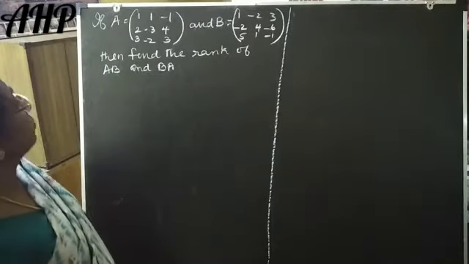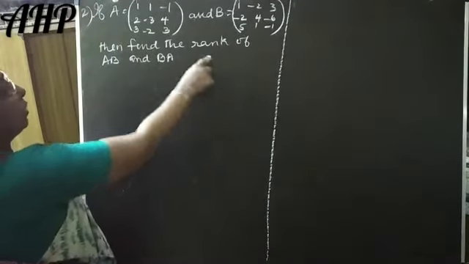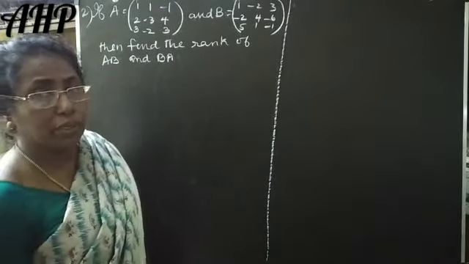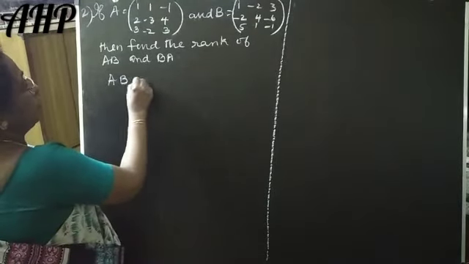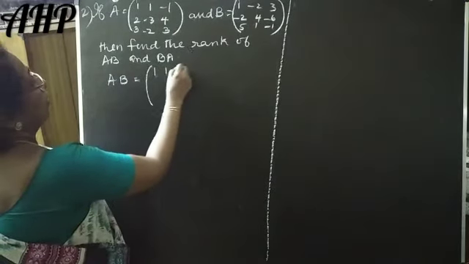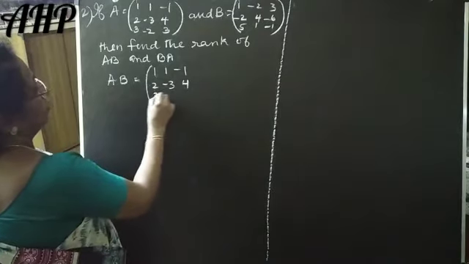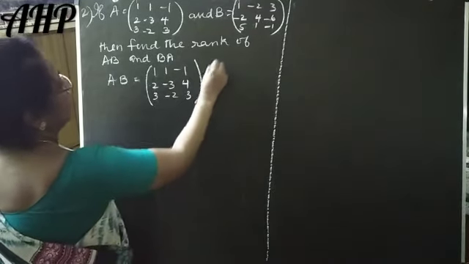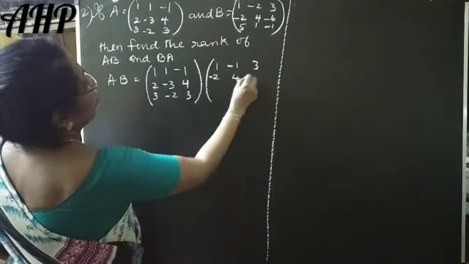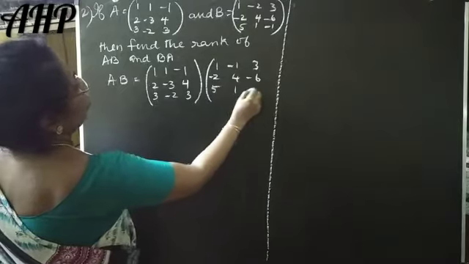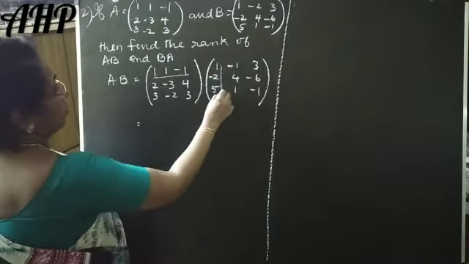The second question: if A is equal to this, B is equal to the given matrix, you are asked to find out the rank of AB and BA. So if you wanted to find AB, you are supposed to multiply the matrix A with the matrix B, matrix 1 minus 1 3, minus 2 4 minus 6, 5 1 minus 1. We are supposed to multiply this row with this column.